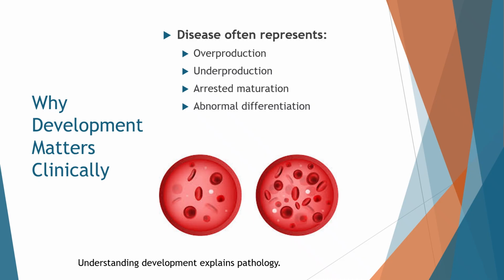From a histotechnology perspective, this matters because morphology reflects biology. Cells don't randomly look abnormal. They are showing us where development went wrong. If you understand normal development, abnormal findings stop being memorization and start becoming logical. And honestly, that's when hematology becomes fun, when the smear starts telling a story instead of just staring back at you.